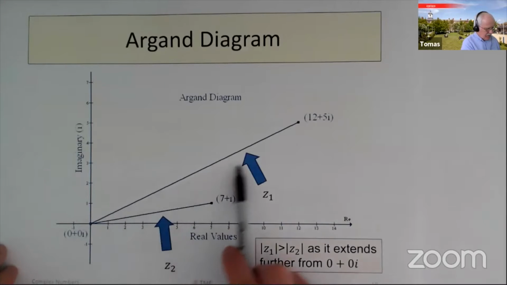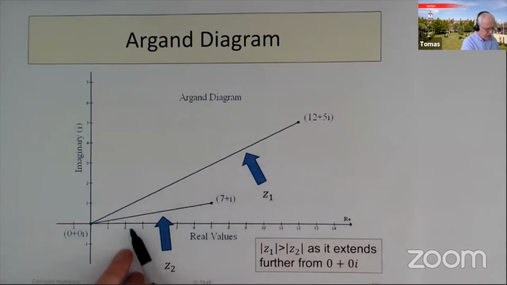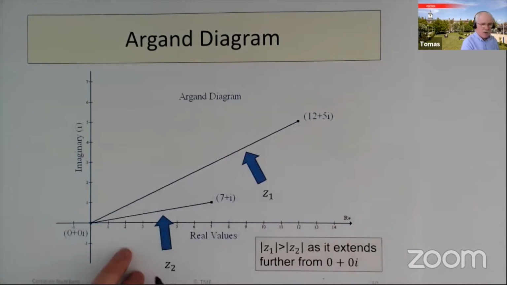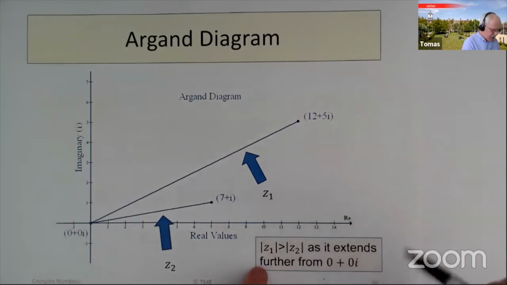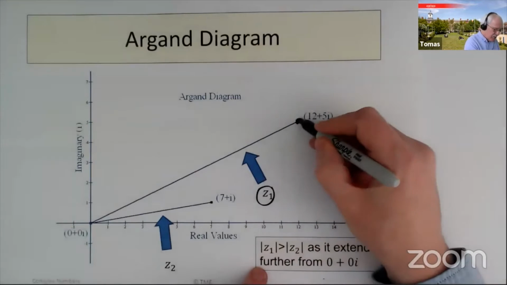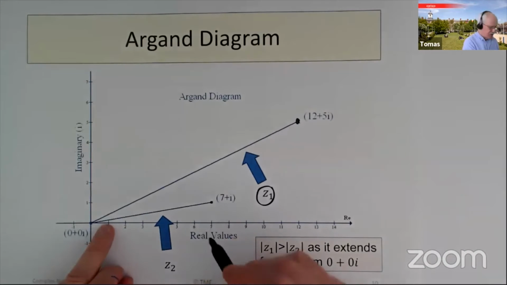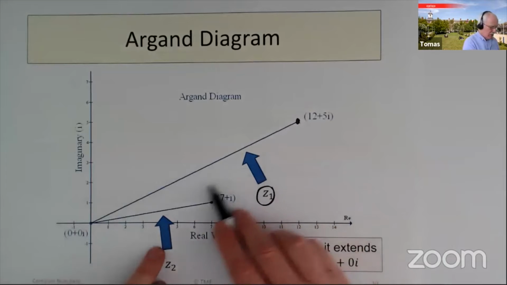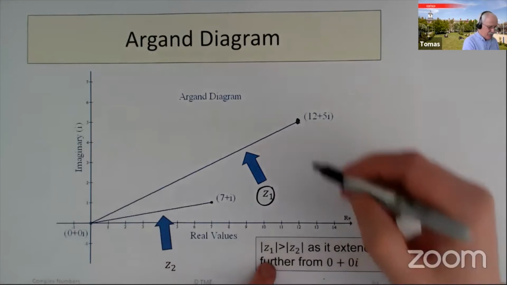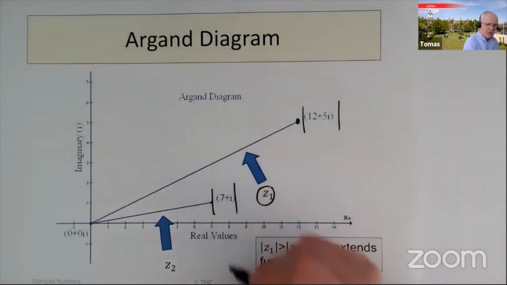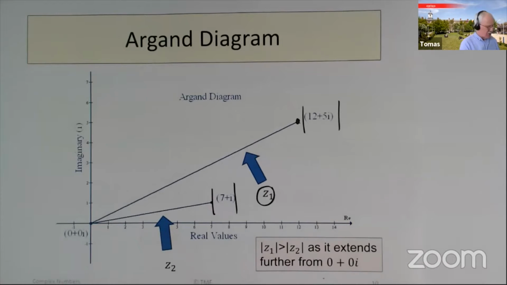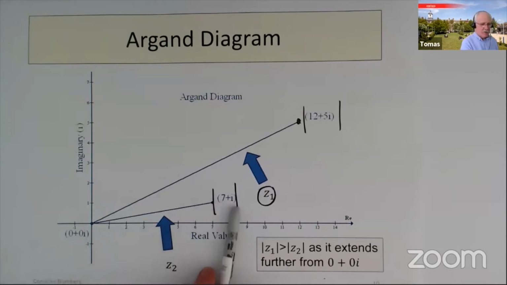So here we are on the Argand diagram. 7 plus i, 12 plus 5i. And a question is asked, is this number here, Z1, bigger than this one, Z2? And really, is the length of it bigger? Is the length of this bigger than the length of that? And the way that comes down to is it further from 0 plus 0i? So is this point here further from this point here? And this point here is further away.